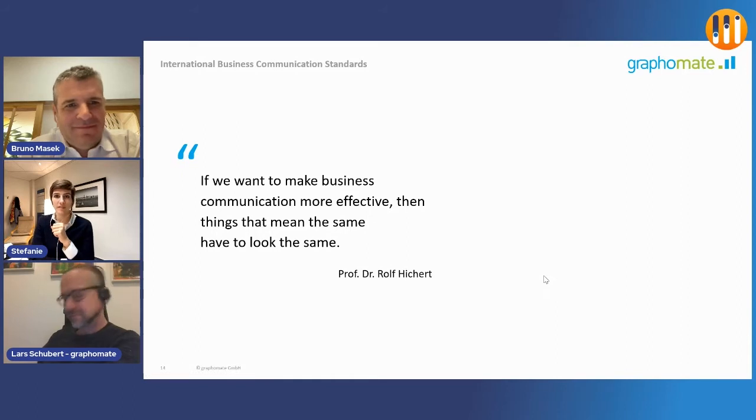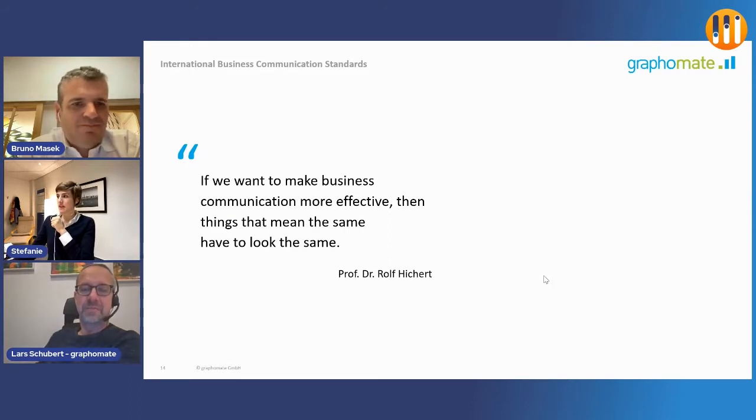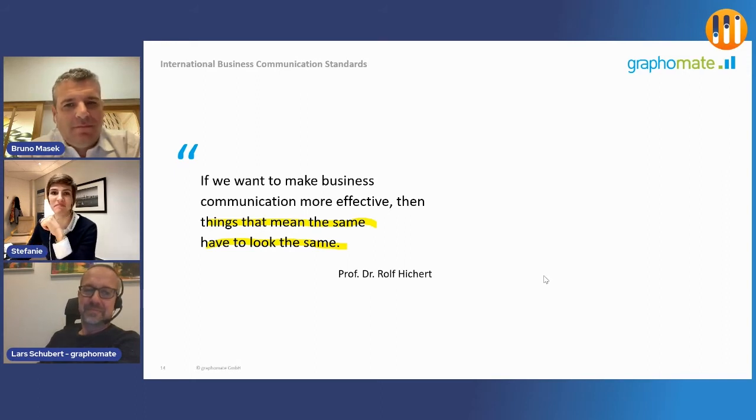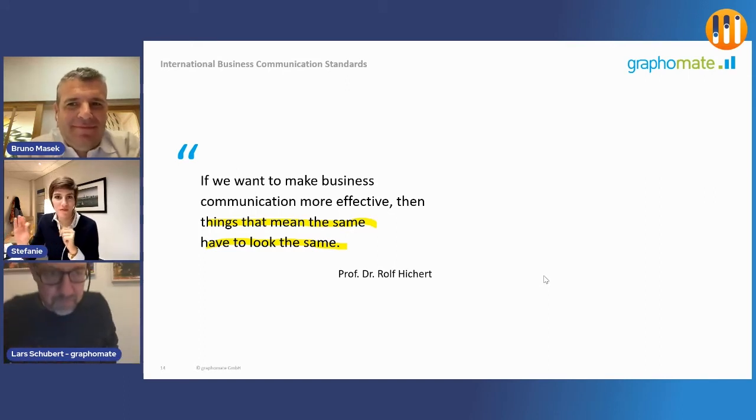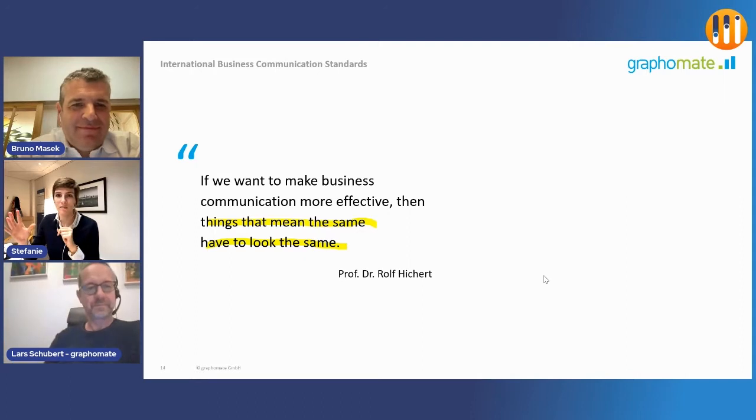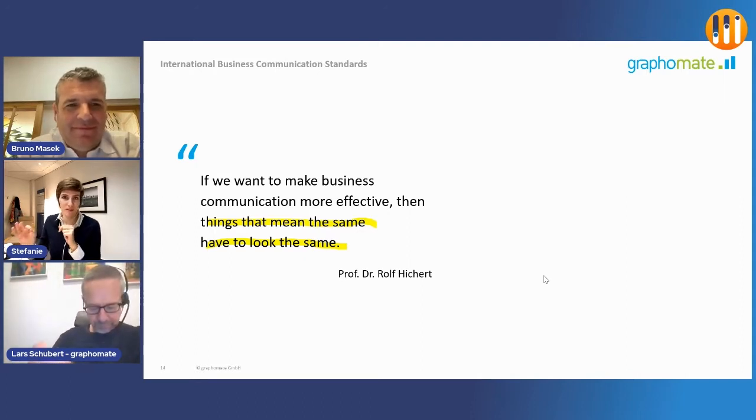It was a really good connection to the next slide I want to share, with a quote of Rolf Hichert. If you want to make business communication more effective, then things that mean the same have to look the same. That's important. That is the key, because usually we don't have a legend, we don't know what this color is for. Make it the same. That's also the point in geography when drawing maps. Make it the same if it means the same.